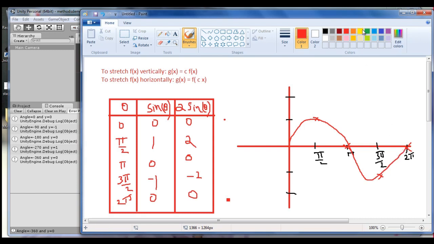sine theta function, the graph is going to look something like this. Whereas if you draw 2 into sine theta, so first it will be 0, and next 2, next 0, next minus 2, next 0. And if you draw the graph, you are going to find something like this, and you can see that you have stretched the sine function vertically. You have scaled its amplitude. This is how you can stretch the functions horizontally or vertically.